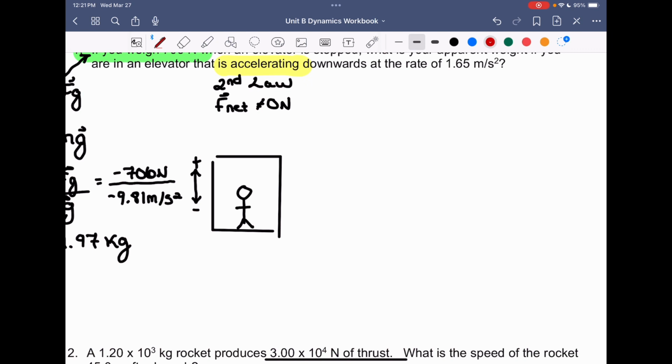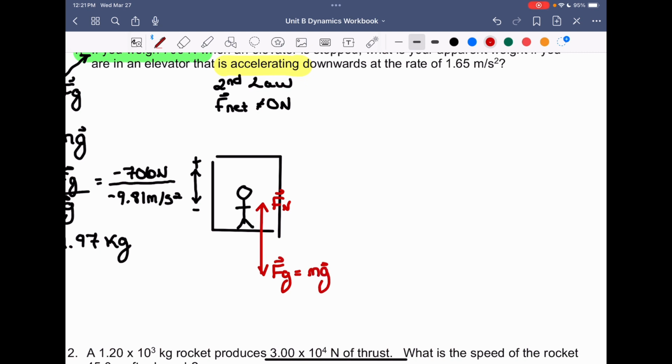If they say in the problem that we are accelerating at a downwards rate, it means that the Fg is greater than the Fn. So in the elevator, I'll draw Fg, and my Fn is going to be smaller in the upwards direction. I'm going to make sure that's an arrow. There we go. So this is my Fn. This is my Fg, which is equal to mg.